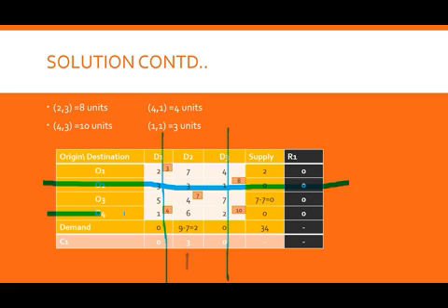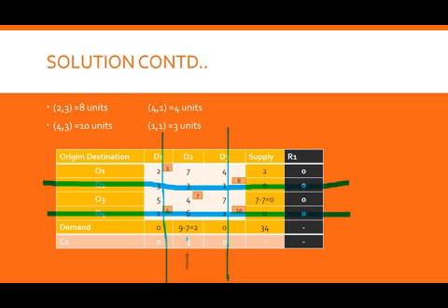And this row is gone. Now you cannot find any row penalties, because to find the difference I need to have 2 elements. I don't have 2 elements at all. There is a single element. So row penalty cannot be computed.